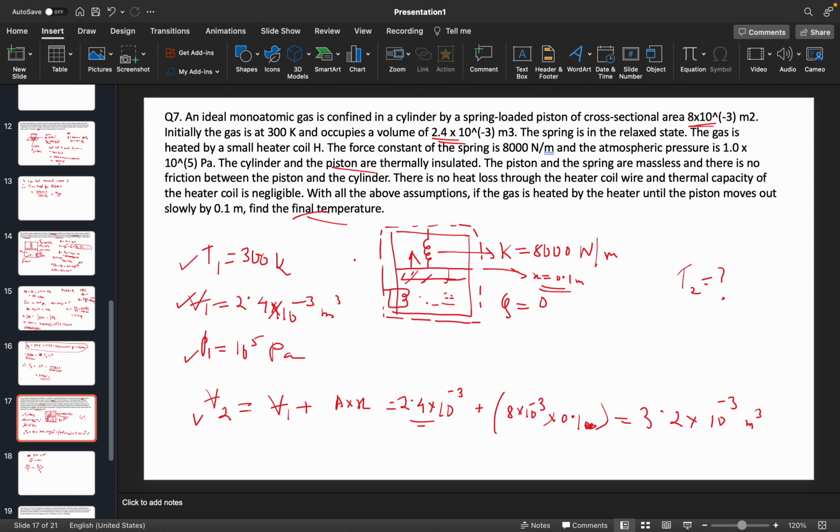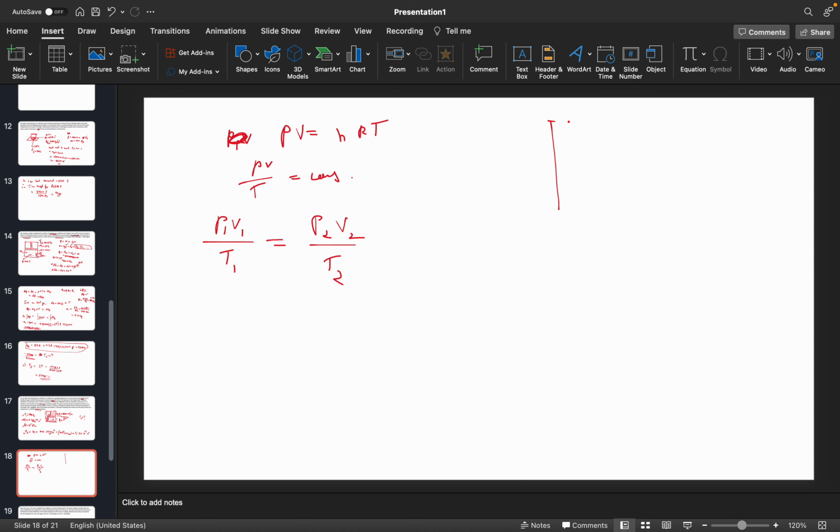In the second state, the spring got compressed and the gas expanded. There was some initial pressure already, that is 10 to the power 5 Pascal. So there will be some additional pressure exerted by the piston, and that pressure will be the force by the spring divided by area. Since nothing is given, we can assume this is a linear spring, with the stiffness constant given to us.